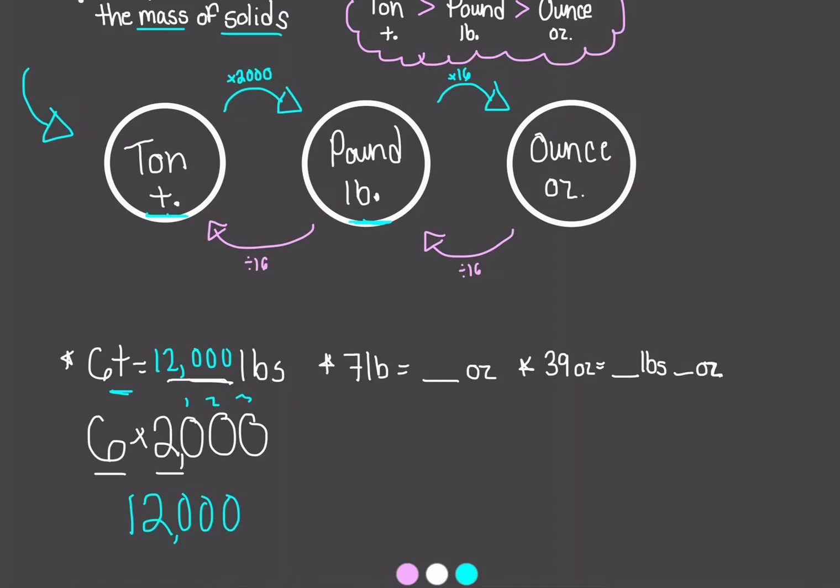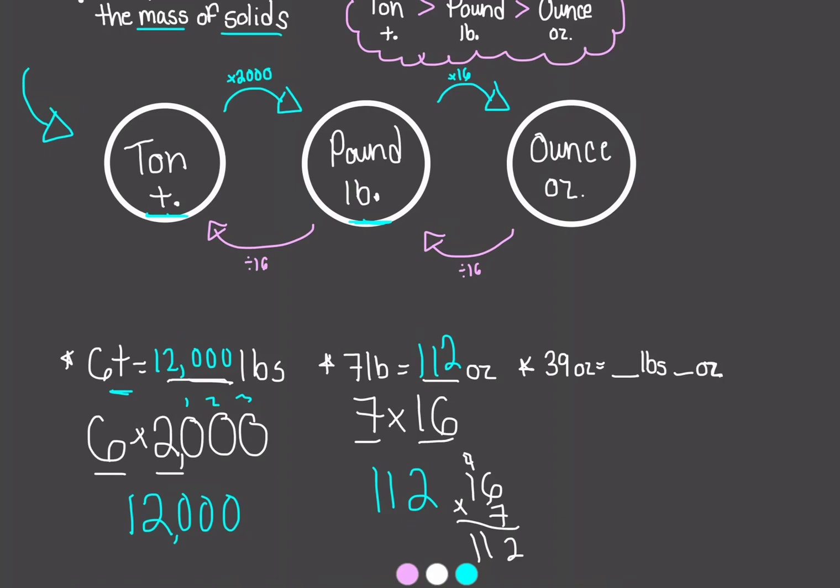Next, 7 pounds to ounces. So we're going from here to here. To get there, we're going to have to use the blue arrows. We're going to start with 7 because that's how many pounds we have. There are 16 ounces in 1 pound, so I'm going to have to do 7 times 16. I'll be honest with you, I need to do it over to the side. 7 times 6 is 42. 7 times 1 is 7, plus 4 is 11. So that means there are 112 ounces in 7 pounds.